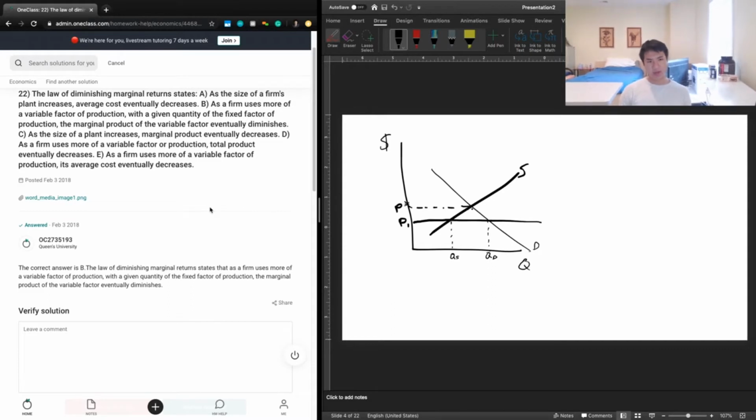And so what we're looking at here is the relationship between diminishing marginal returns and the definition that it has, right? And so let's go down the line here and see which one of these answer choices is going to be the best.